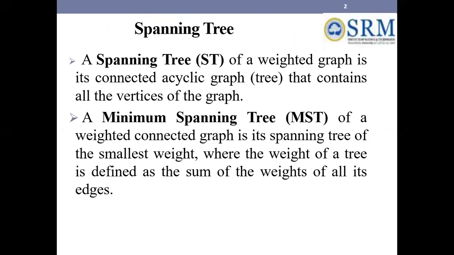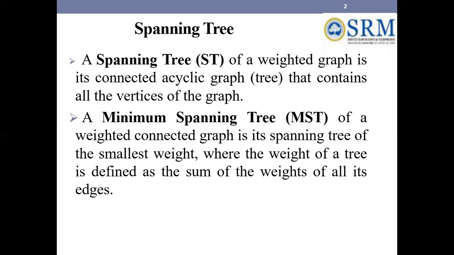First, we will see what is a spanning tree. Given a graph that is a connected weighted graph, that is, each edge is assigned a weight, we have to find the spanning tree for the given graph. A spanning tree is a connected acyclic graph. There should not be any loop in that graph, that is a tree. It includes all the vertices of the graph. That is called a spanning tree.